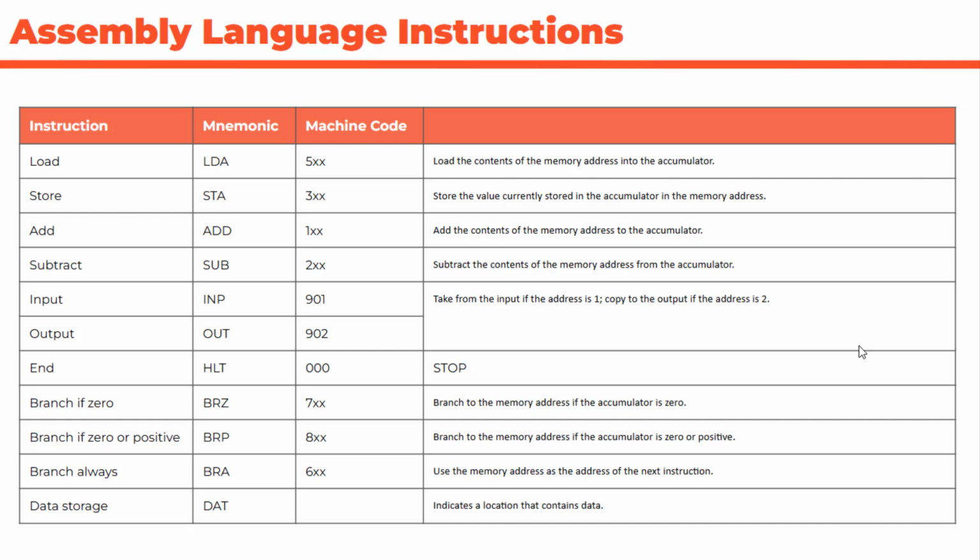So LDA is load from the address. You've got STA, store at the address. You've got ADD, which is addition, SUB, subtraction. INP, input. OUT is output. HLT is halt, or stop the program. We've got BRZ, branch if zero. BRP is branch if zero or positive. BRA is branch always. And then we've got data storage, so the mnemonic in the middle. And that's what we write.